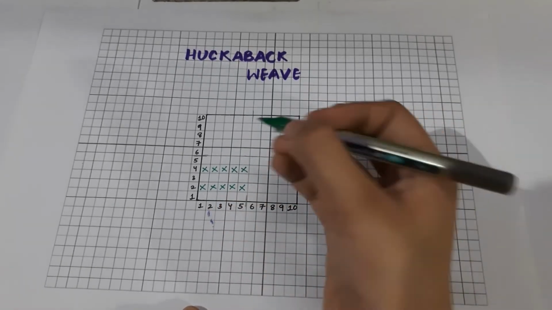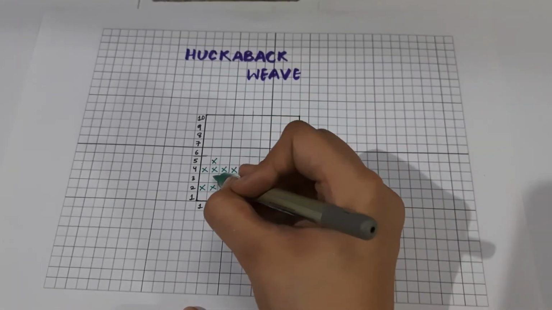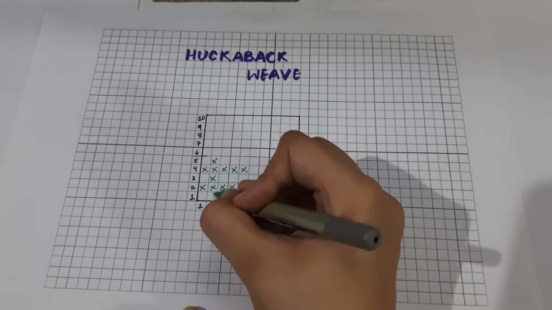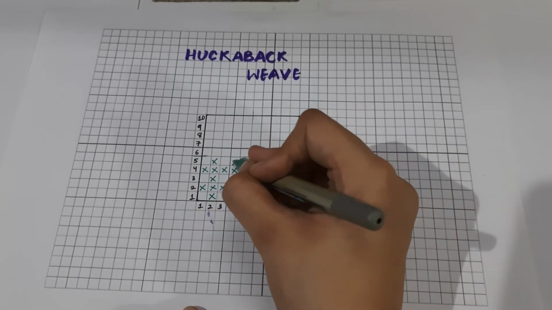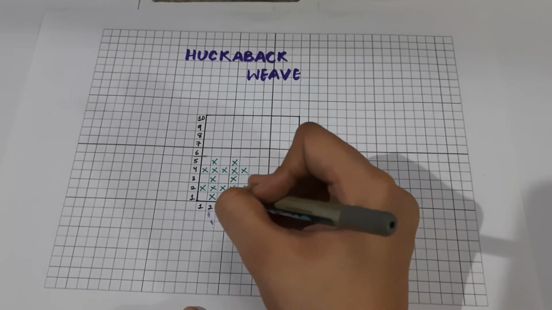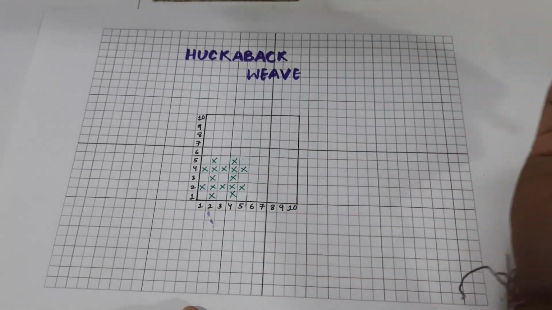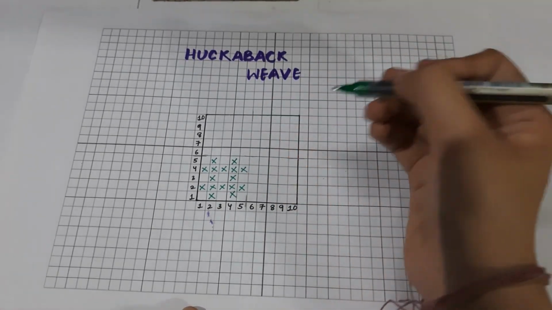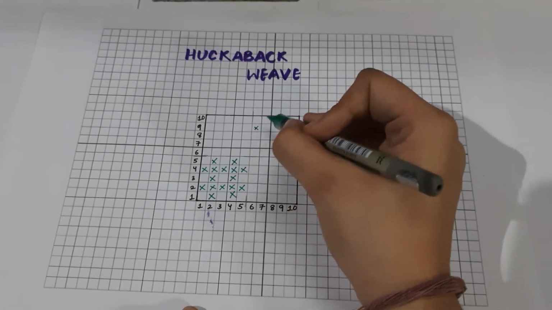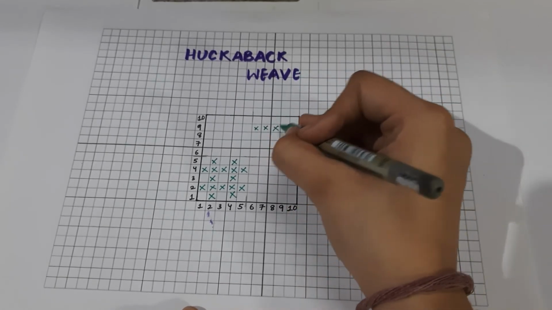And the example that we had drawn earlier, the 6-pick huckaback, is usually used for lower grade fabrics. So the first section is complete. Similarly, I have to mark the motif in the third section.